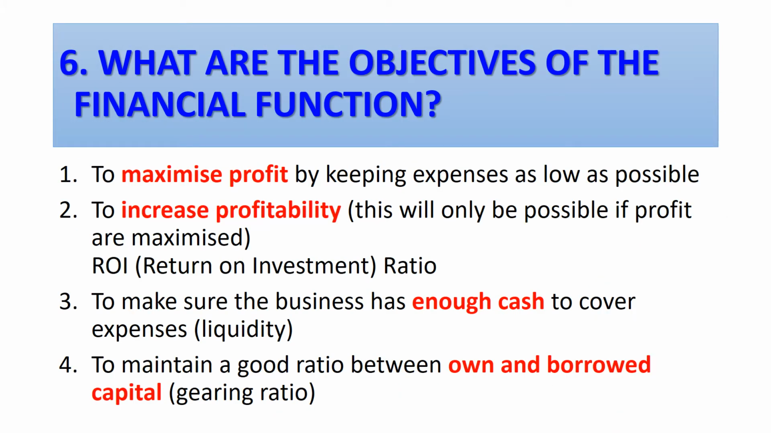What are the objectives of the financial function? There are 4 very important objectives. The first is to maximize profit, then to increase profitability, to make sure the business has enough cash to cover expenses, and to maintain a good ratio between owned and borrowed capital. Let's look at these individually.